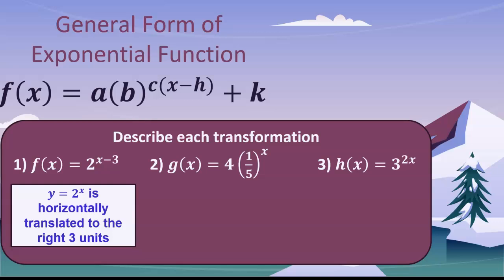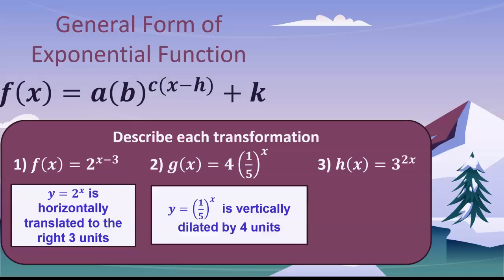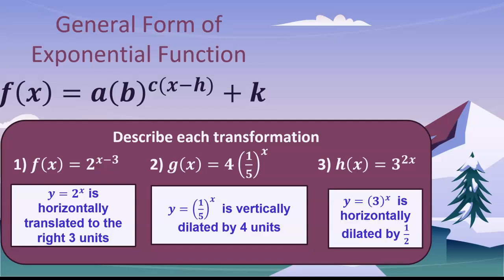For our next function, we say the parent function, notice it's just the base and the exponent, 1/5 to the x, is vertically dilated by 4 units. That means the last one, y equals 3 to the x, is horizontally dilated by 1/2. And again, that's because anytime we are multiplying a number to x, when it's a horizontal dilation, we are using the reciprocal. So because that's a 2, we say it's horizontally dilated by its reciprocal, 1/2.